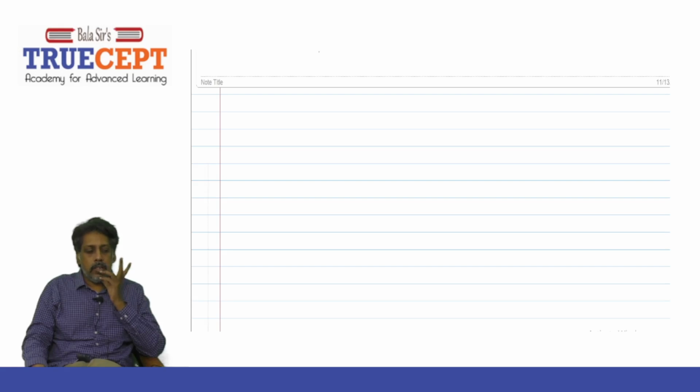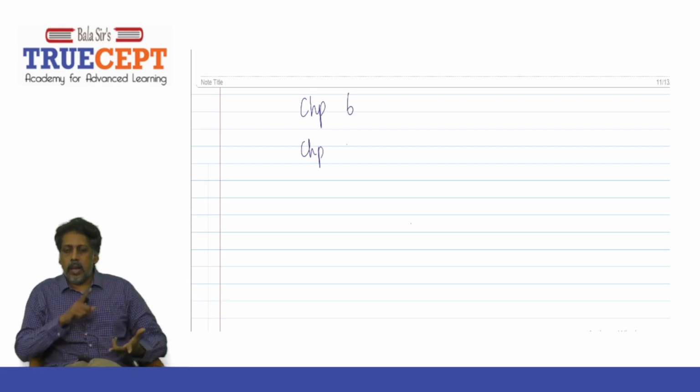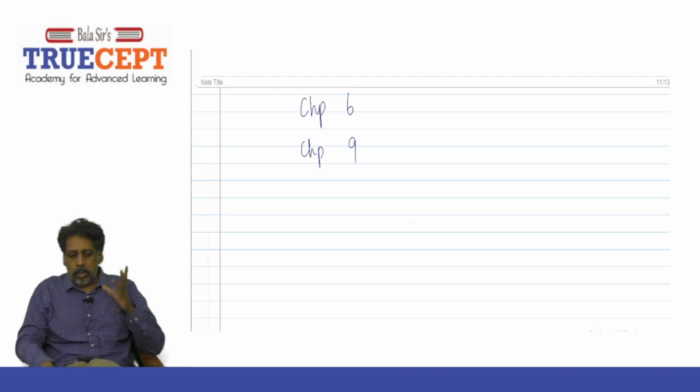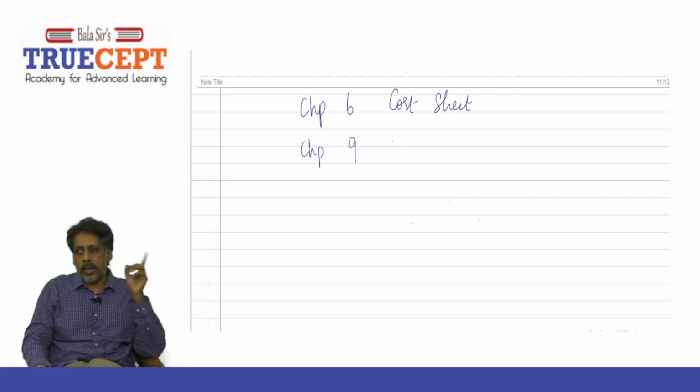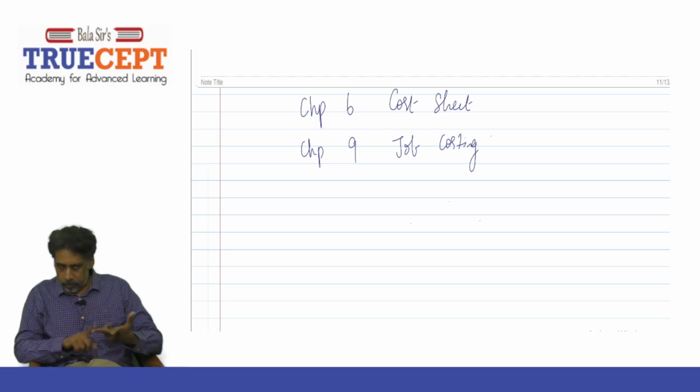Go ahead and take on these fast track classes. Get started. And I'm going to start with two chapters that are in tandem together: chapter number 6 on cost sheet and chapter number 9 on job costing. Is that fine? Yes, sir.